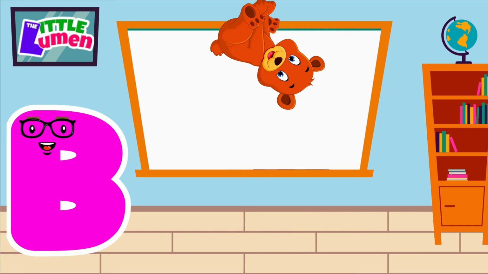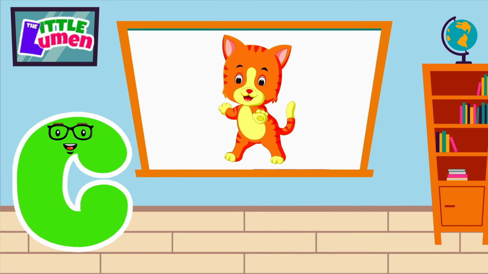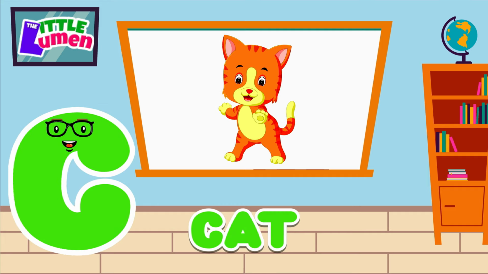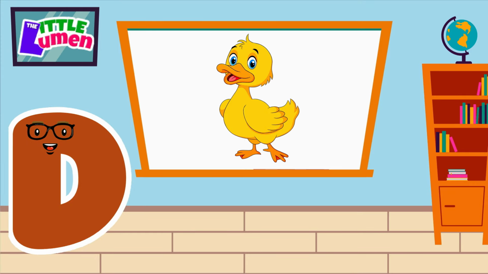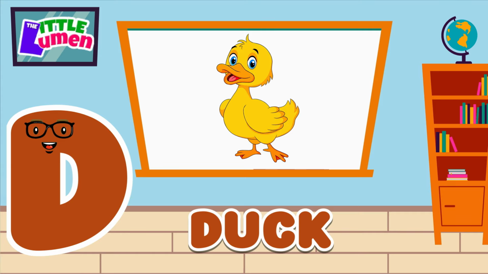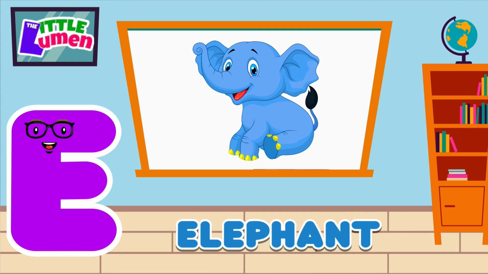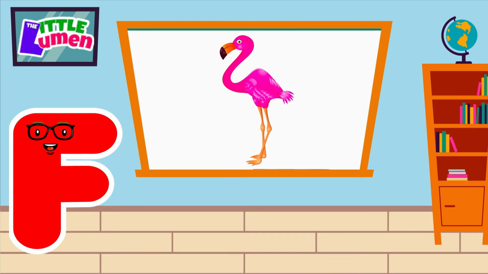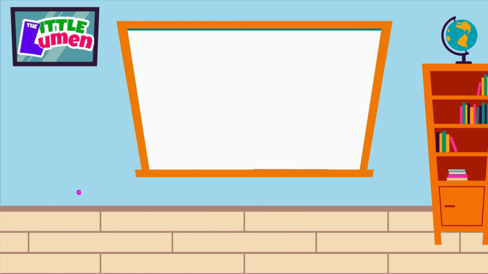B is for bear. B, b, bear. Flamingo. F, flamingo. G is for goat.